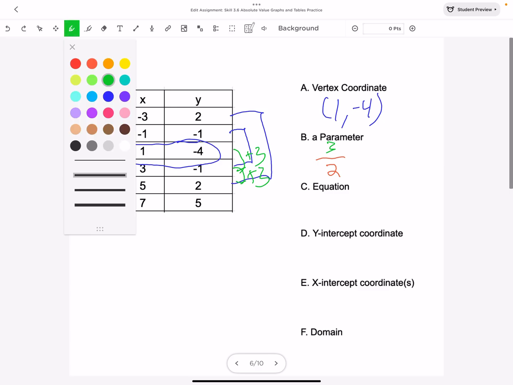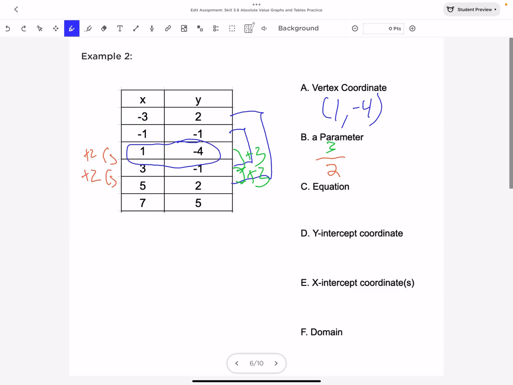So then for my equation, I can put it together, and y is equal to 3/2, that's my a parameter, times the absolute value of x minus 1. That minus 1 comes from my vertex. And then minus 4, that comes from the y value of my vertex. Right. Now for the next part, I'll switch to purple.